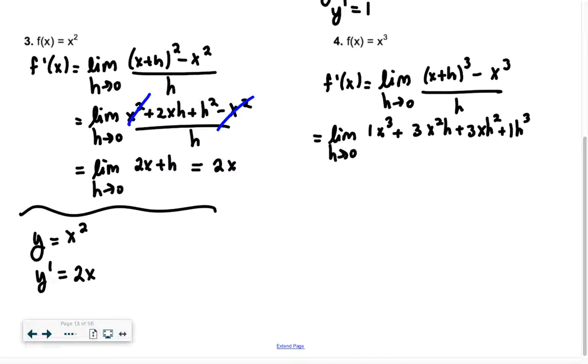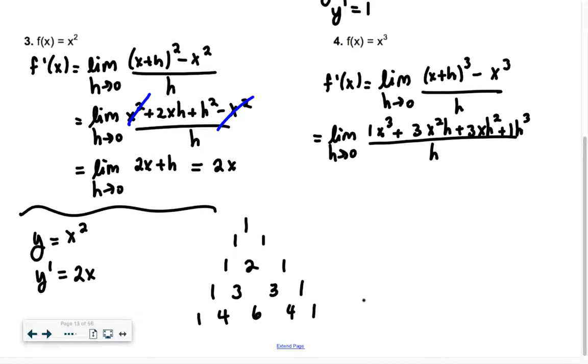Okay. I mean, as I told you, it's not really important to calculus. We're not going to do it a lot. It's because it's this row of Pascal's triangle. So if I had x plus h to the 4th, it would look like.